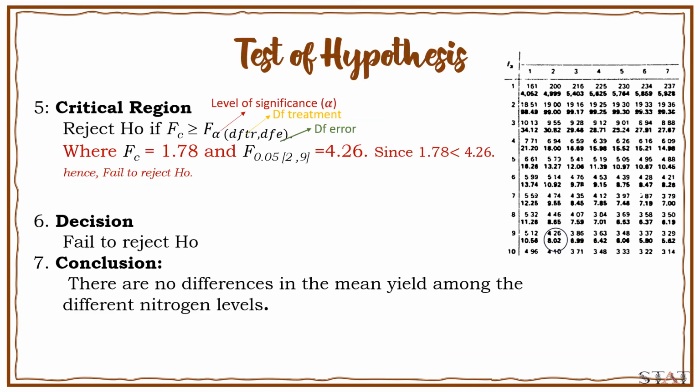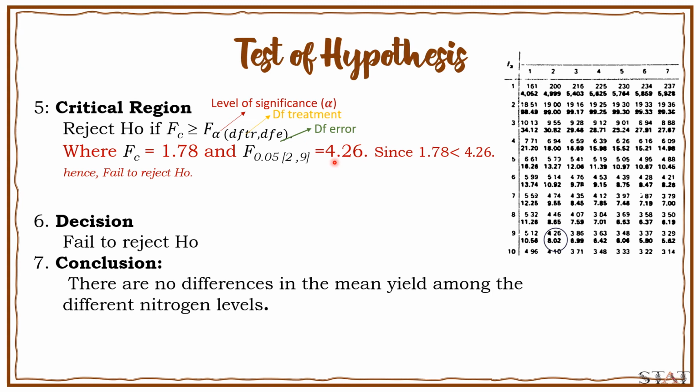So we have to present it in our step 5, critical region. Again, this is fixed. This is our decision rule. Reject H0, or reject the null hypothesis, if F computed is greater than F alpha, that is level of significance, DFTR, that is our DF treatment, and then DFE, that is our DF error. Then F computed, as we have computed based on our data, is 1.78, and F tabulated, F 0.05 with 2 and 9, is equal to 4.26.